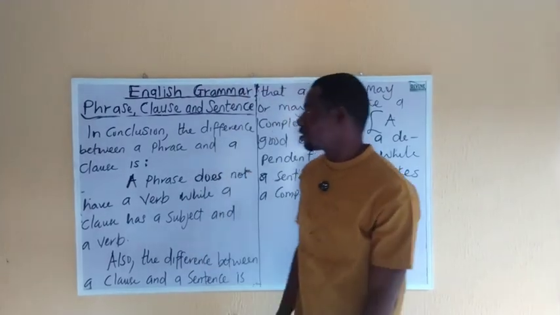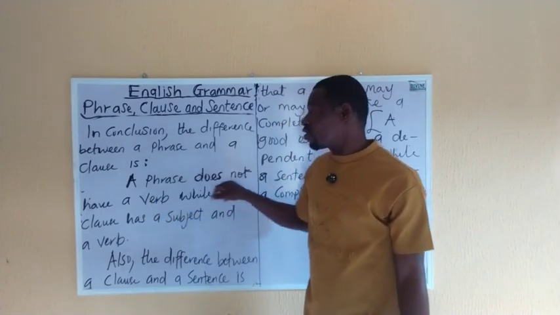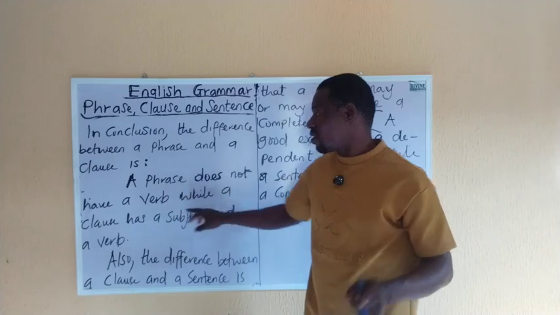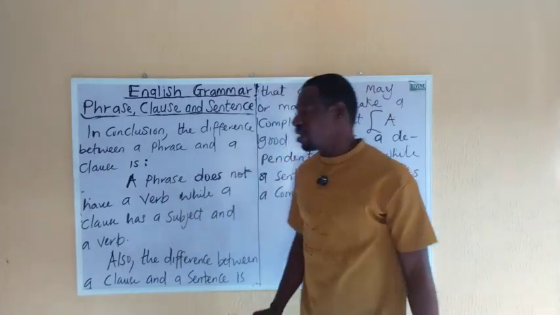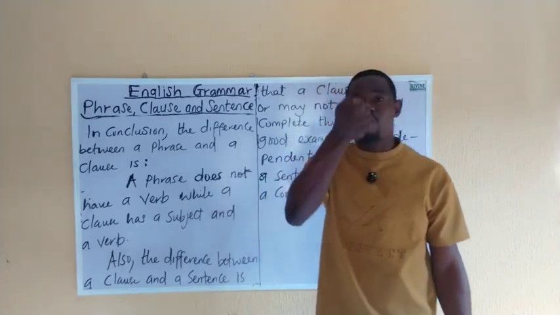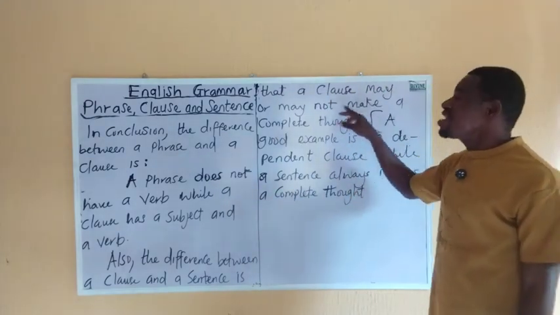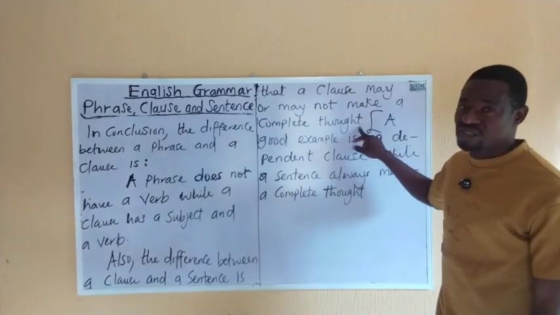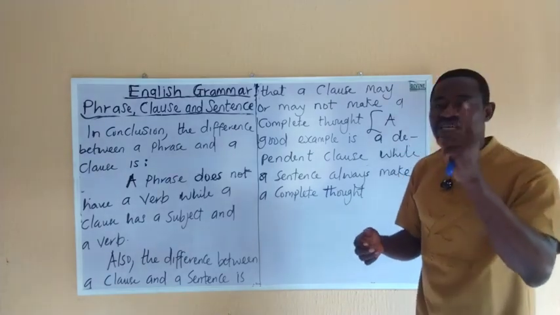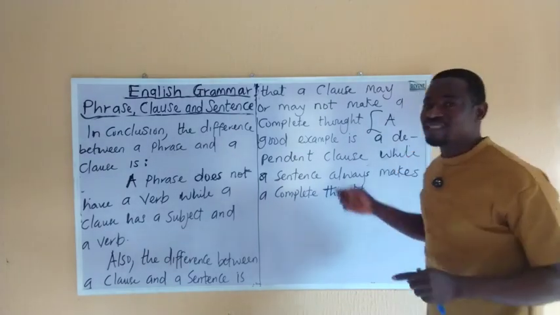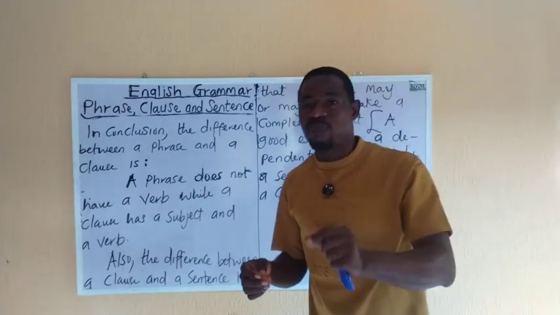In conclusion, the difference between a phrase and a clause is that a phrase does not have a verb, while a clause has a subject and a verb. Then the difference between a clause and a sentence is that a clause may or may not make a complete thought. A good example is a dependent clause. A dependent clause does not make a complete thought, but a sentence always makes a complete thought.